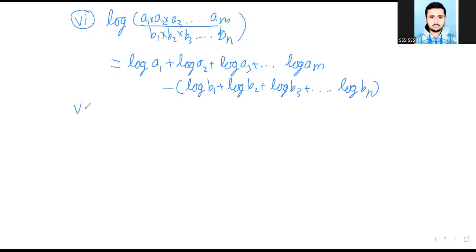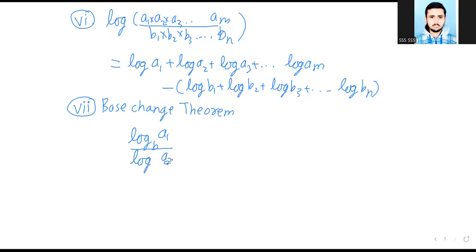Now, there are some more rules. The next rule is called the base change theorem. So what is the base change theorem? Let's say you have log a1 base b upon log a2 base b. This can get converted to log a1 base a2. So this is the base change theorem. The base in a way can get cancelled.